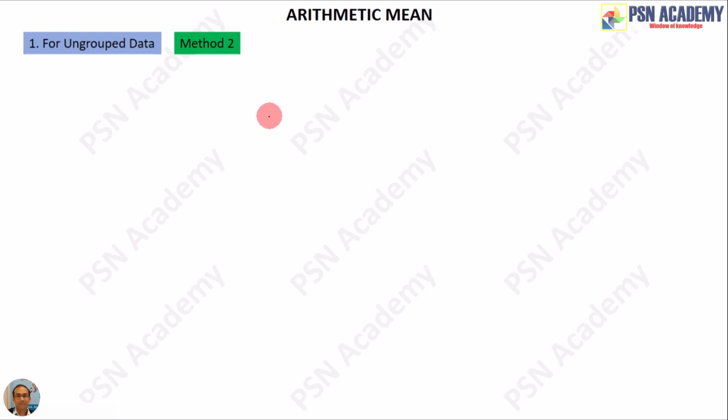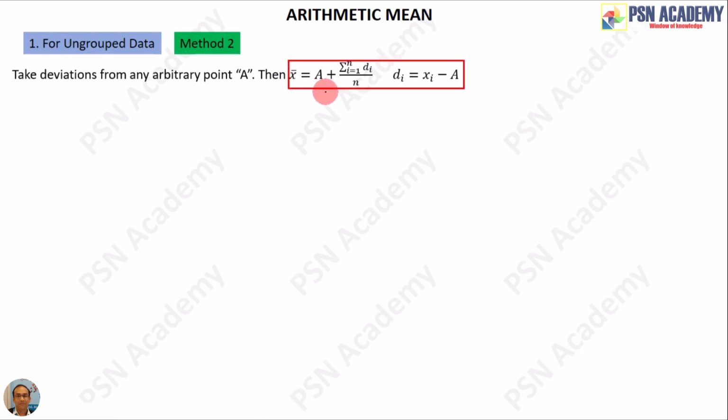Now we start method 2. Here we consider an arbitrary point A and we take the mean as A plus the summation of the differences between those data points and the arbitrary point, divided by n.